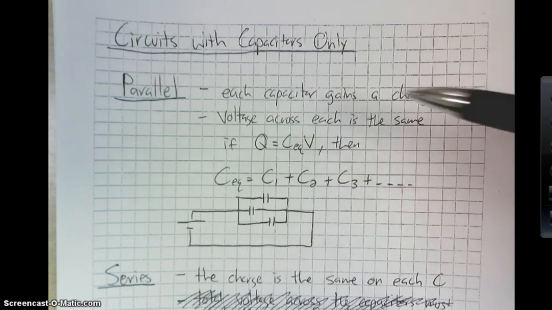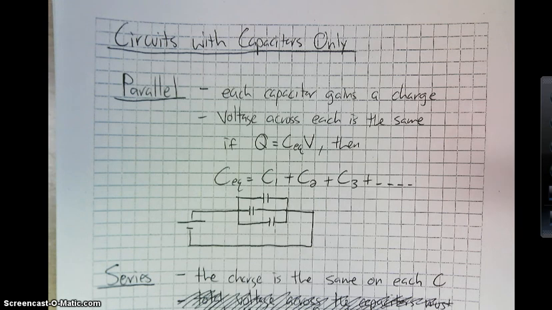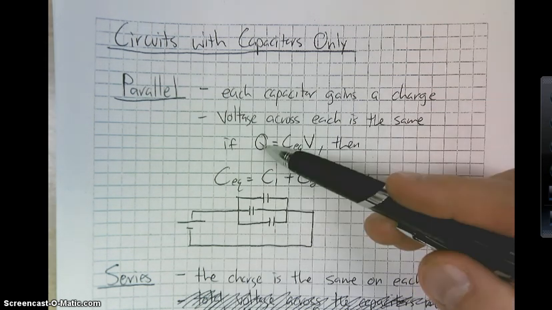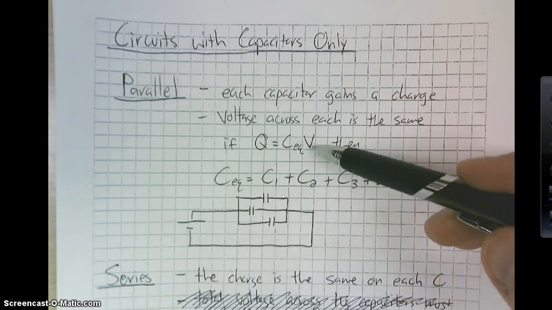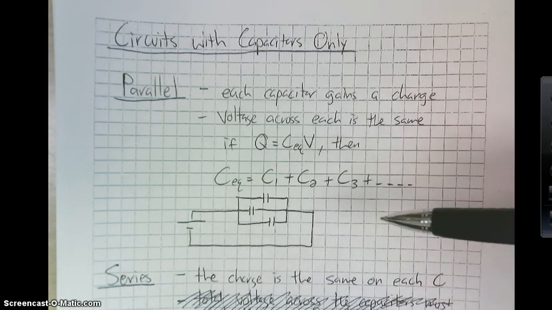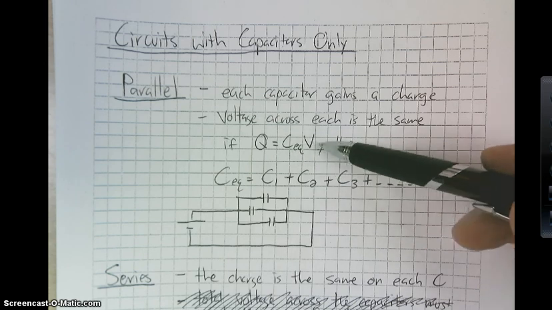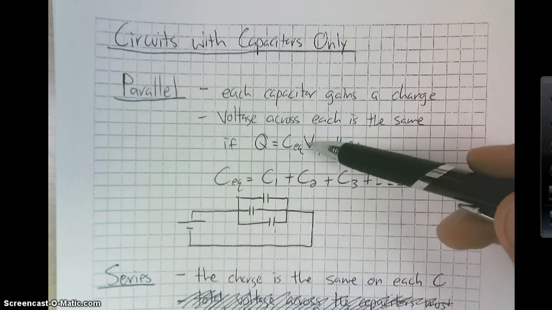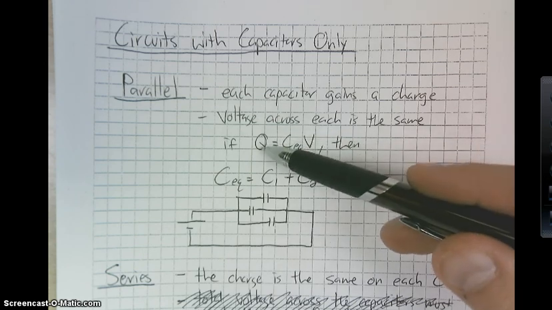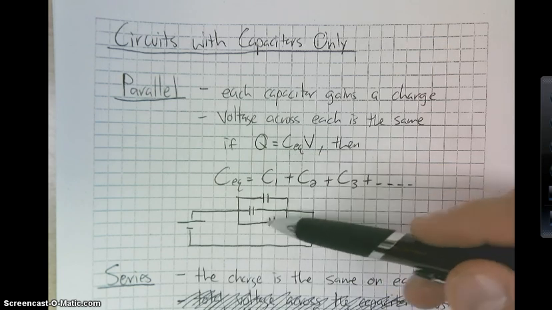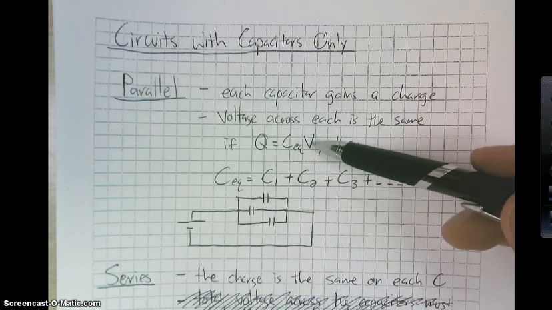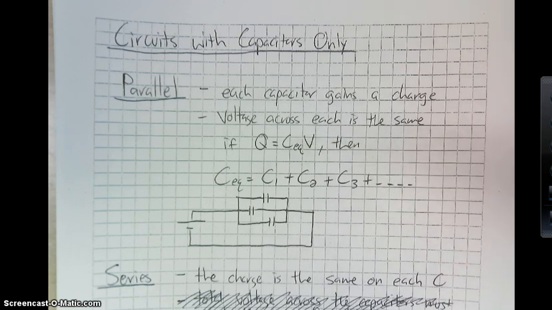Now, the reasoning behind it. Each capacitor is going to gain a certain amount of charge, Q. Okay? The voltage across each one has to be the same. So if I have this relationship that says Q equals CV, you'll notice that the equivalent capacitance times the voltage is going to give us our total amount of charge. So if I'm summing up all the charges, that would be equal to the total capacitance times the voltage. Okay, so we've got a simple sum equation for capacitors in parallel.